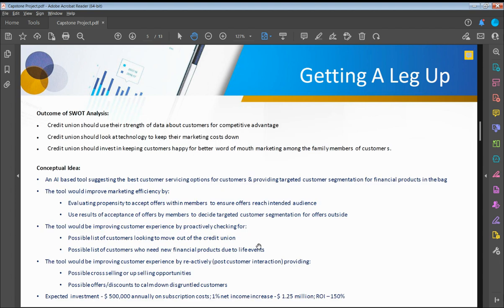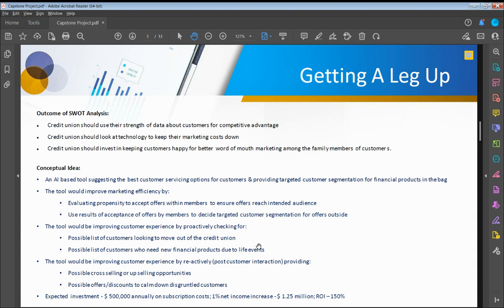Moving on, based on this SWOT analysis, what we could find is that credit unions should use the strength of data. They should look at technology to keep the marketing costs down, and should invest in keeping customers happy so that they could have cheap word of mouth marketing, which could actually get better results. Now, using all this SWOT analysis, what we could come up with is an AI-based tool which suggests the best customer servicing option for customers and provides targeted customer segmentation for financial products.